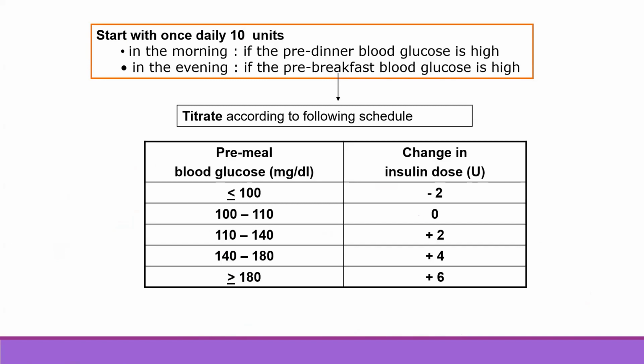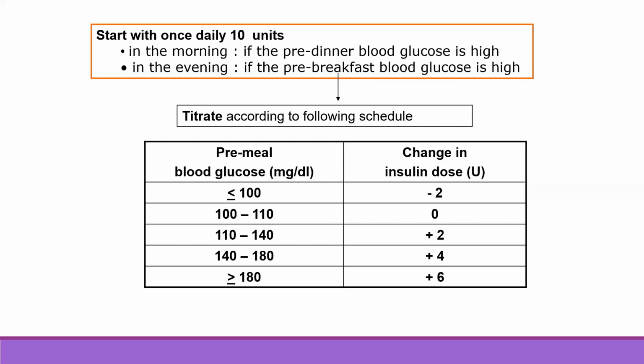Now, how can we titrate the insulin dose? There are a lot of regimes available on the net. You can use any one. This is a very simple algorithm given to you. Start with 10 units daily, and if you're giving 10 units daily at bedtime, check the morning glucose. If you're giving this insulin in the morning, you check the pre-dinner glucose. So this is the way we have to check.